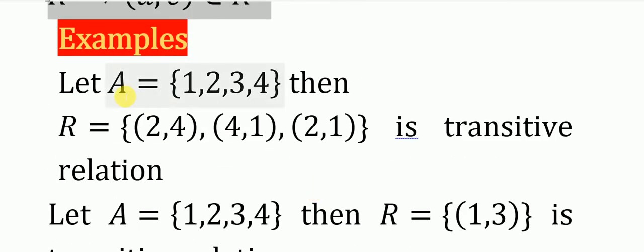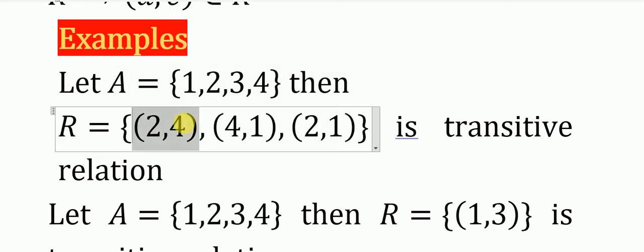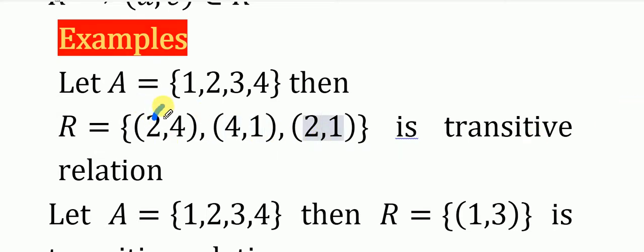Let A equals {1, 2, 3, 4}, then the relation R is equal to {(2, 4), (4, 1), (2, 1)}. Here 2 is related to 4, 4 is related to 1, and 2 is related to 1. So this is clearly a transitive relation. 2 is related to 4 and 4 is related to 1, so 2 is related to 1, that is also present here. Therefore it is a transitive relation.